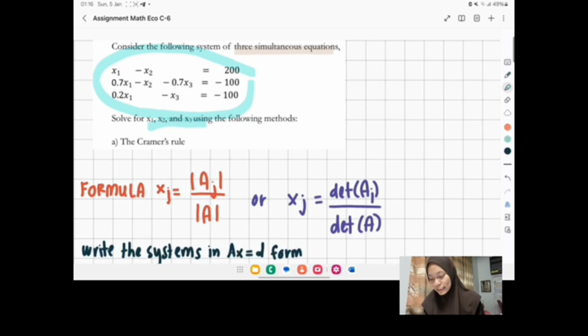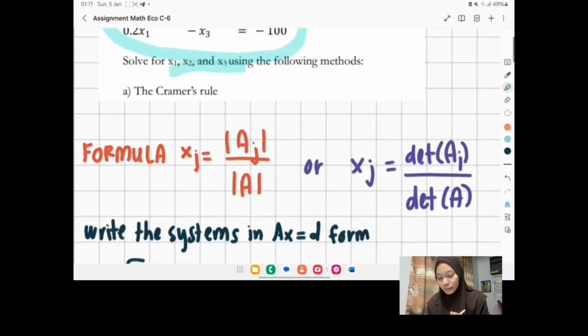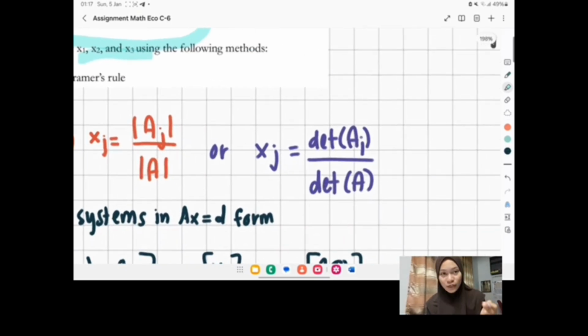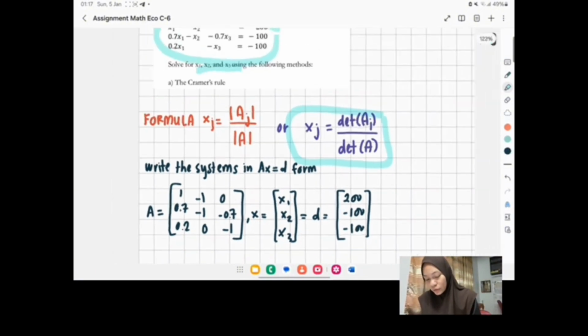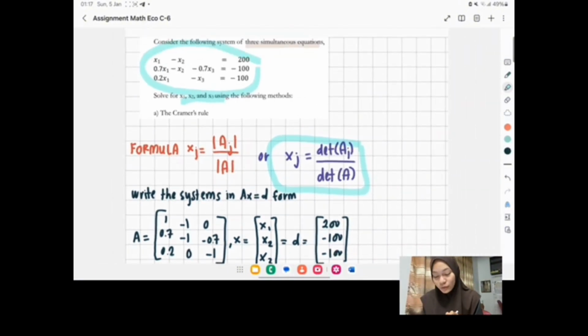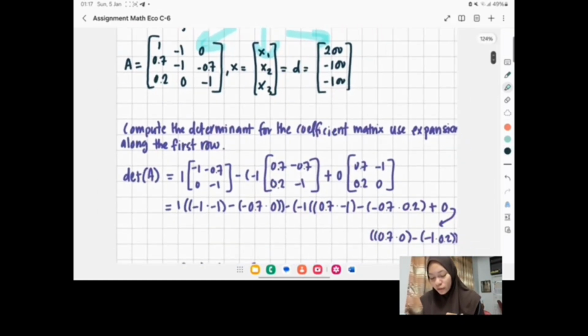And here we have three equations: x1 minus x2 equals 100, 0.7 x1 minus x2 minus 0.7 x3 equal negative 100, and 0.2 x1 minus x3 equal negative 100. Okay, and now we should know the formula. The formula is x sub j equal determinant A sub j divided by determinant A. Or you can write it like this. You can choose it. And first, we need to write the three simultaneous equations in the matrix system Ax equal D.